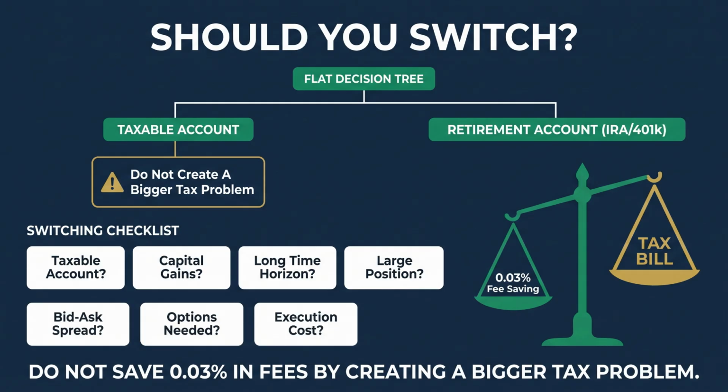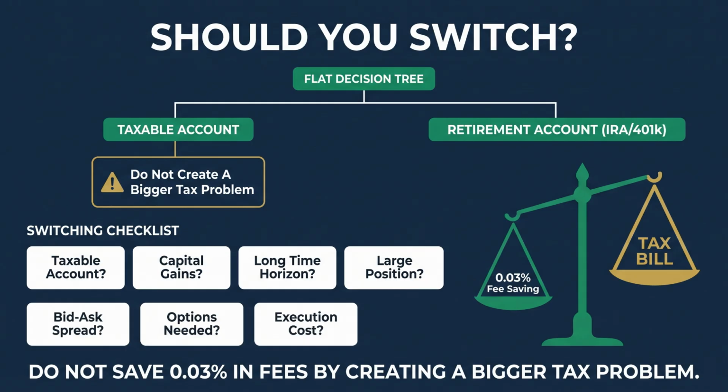First, ask where you hold QQQ. Is it inside a retirement account like an IRA? Or is it inside a taxable brokerage account? That difference matters. Inside a tax-advantaged account, switching may be simpler, but inside a taxable account, selling QQQ can trigger capital gains taxes. Next, think about the size of the position. The larger the position, the more the fee difference matters. But also, the larger the position, the more taxes and execution costs may matter.